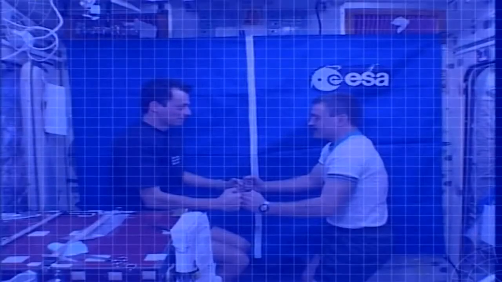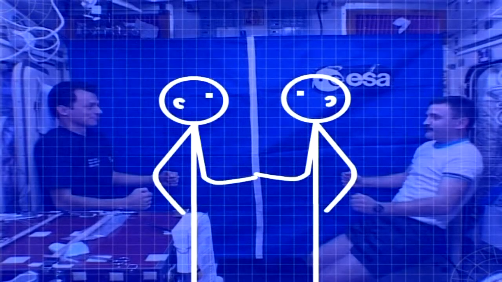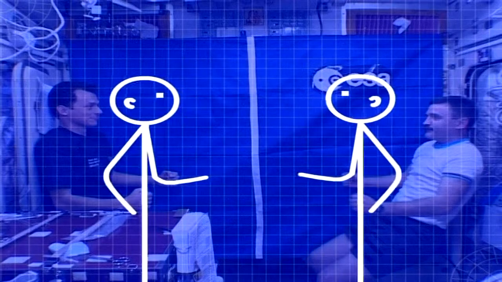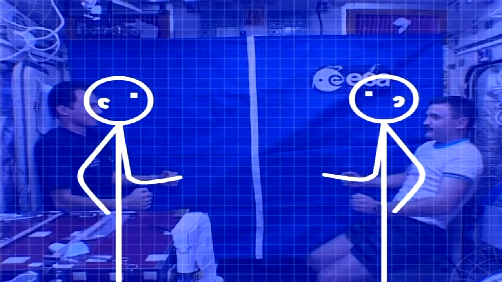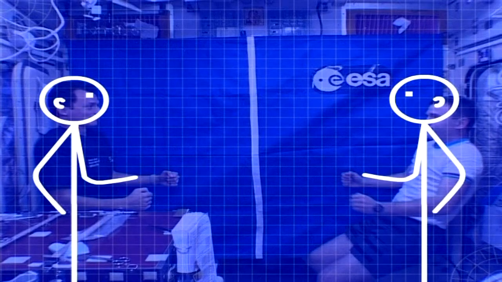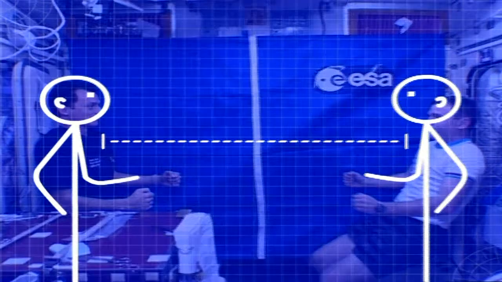What we see this time is that for every action, there is an equal and opposite reaction, Newton's third law of motion. Alexander pushes against Pedro, action. This causes Pedro to move, reaction. At the same time, Pedro pushes against Alexander, action, causing Alexander to move in the opposite direction, reaction. And they moved an equal distance, action equal opposite reaction.